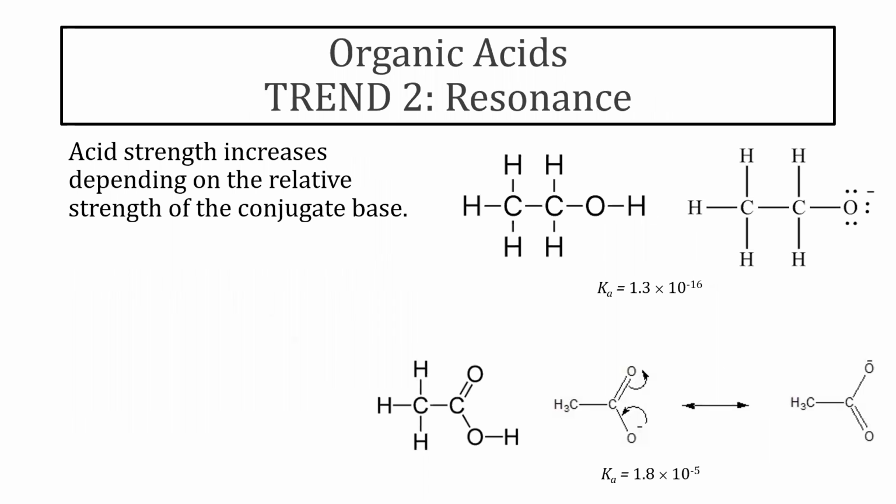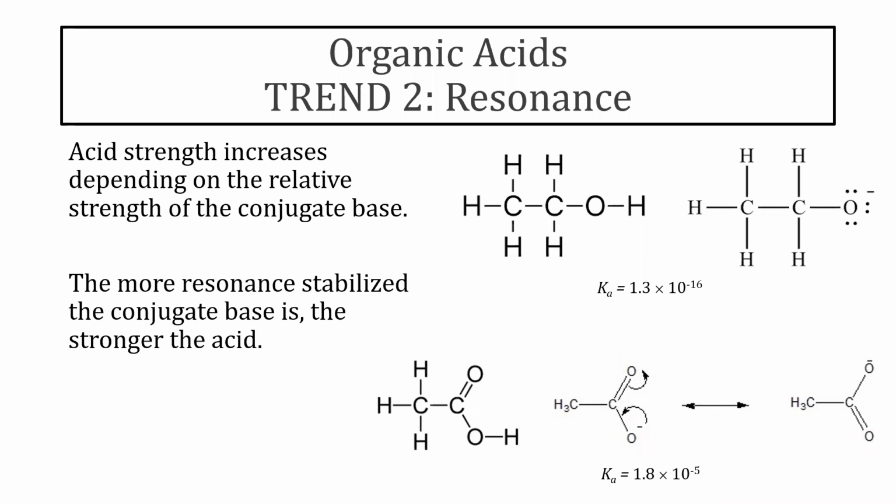Acid strength increases depending upon the relative strength of the conjugate base, because the more resonance stabilized the conjugate base is, the stronger the acid. In this example, we have CH3CH2OH, or ethanol, with a conjugate base of CH3CH2O-, and CH3COOH, or acetic acid, with a conjugate base of CH3COO-. In this case, both anions have their negative charge on O, but it is more spread out over a larger area with the acetate ion than with the ethoxide ion due to resonance, thus making acetic acid the stronger acid.